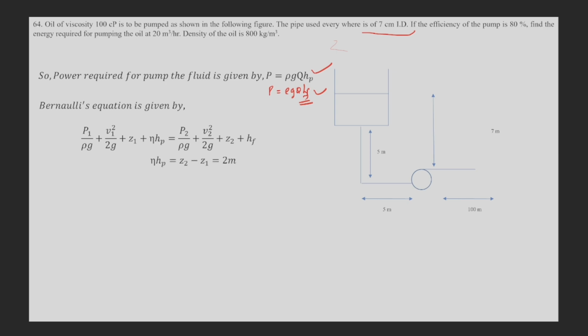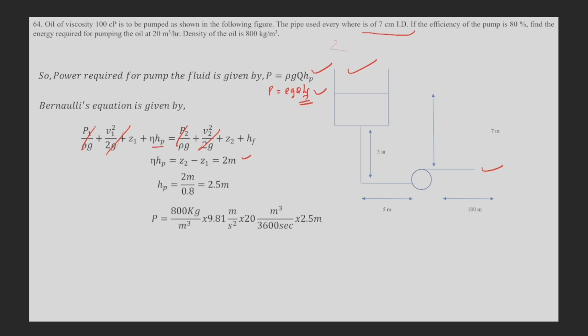See, P1 and P2 will cancel out. Why? Because both are at atmospheric pressure. Atmospheric pressure is applying to both. V1 and V2 will cancel out because velocity is same everywhere, since diameter is not changing. So Hp is equal to Z2 minus Z1, 2 meter. So Hp is equal to 2.5 meter.